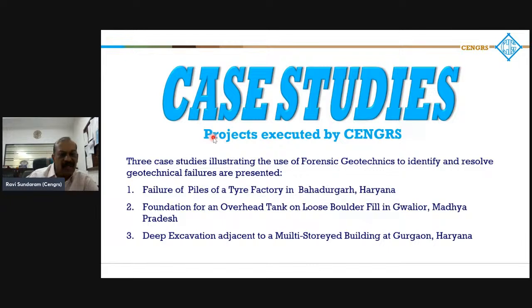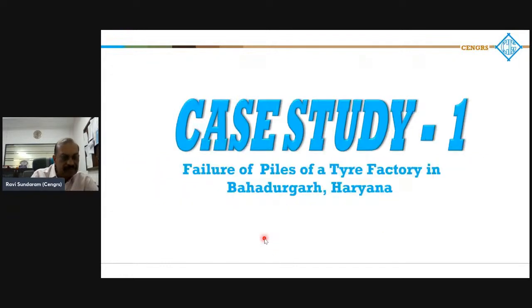I will now go on to present a few case studies just to demonstrate the use of forensic geotechniques to show how it can be used to identify and resolve geotechnical failures. So these are the three case studies which I'll be talking about. The first case study is of a failure of piles in a tire factory in Bahadurgarh, in Haryana.